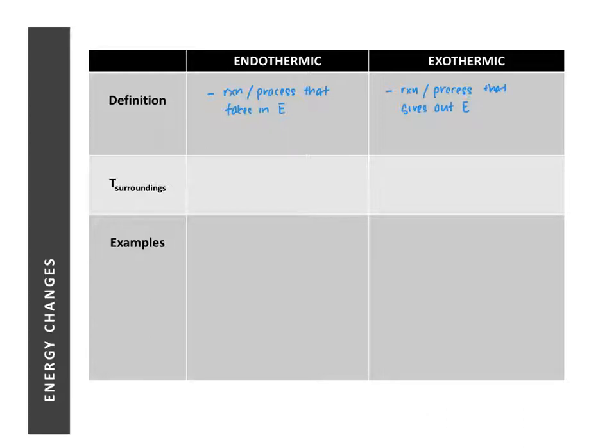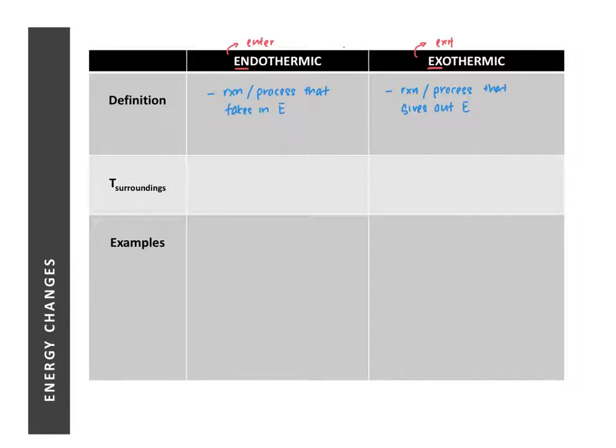Now, one way to remember is this: endothermic starts with En. En stands for enter. Enter means taking in energy. Exothermic starts with Ex. Ex stands for exit. So it means energy leaving the system.